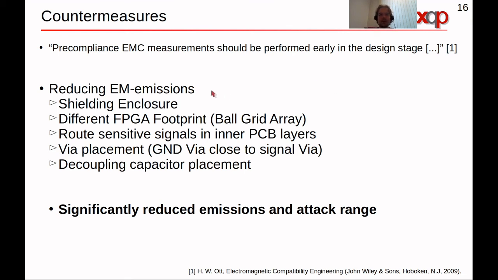So in the next revision of our electronics, for which we have already measured and repeated all the measurements I showed here, we used a shielding enclosure, which helps a lot, and also a different FPGA footprint, ball grid array, which reduces the emissions from the FPGA significantly. And also we route sensitive signals in inner printed circuit board layers. Also wire placement and capacitor placement can be important.